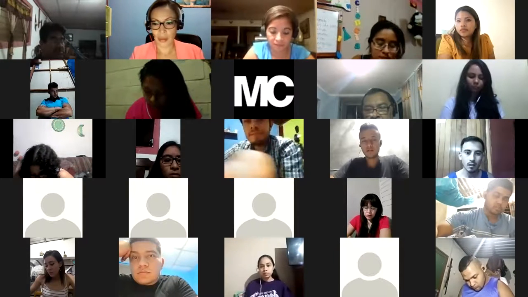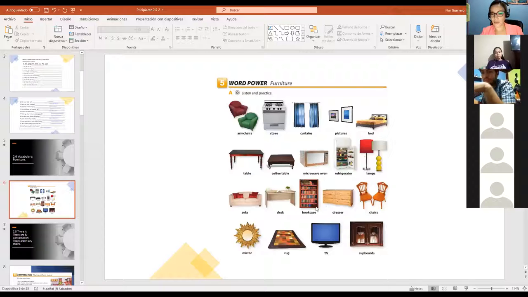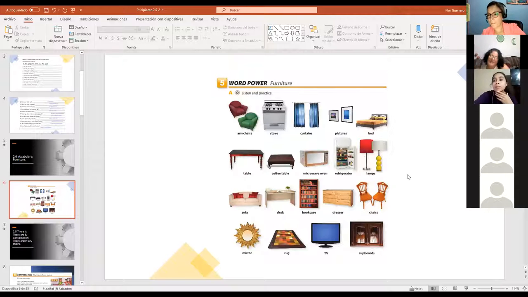Okay, good. Any other thing about this one? Dresser, dijimos, es un gavetero. Gavetero, tal cual, sin nada más, ¿verdad? Y a closet, es como un... ¿cómo se llama? ¿Guardarropa? Ropero. Ropero, ajá, that's closet.